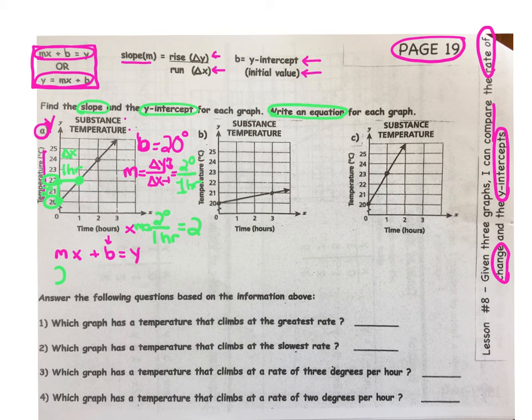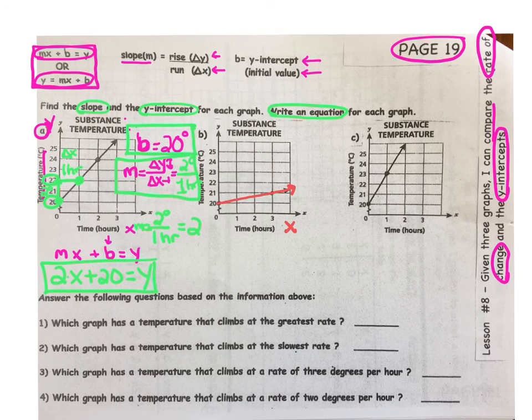So we can write the equation 2 times every hour x plus an initial start temp of 20 degrees equals y. So there's our first equation, the rate of change, and the initial start value. Let's take a look at our next graph. We can see in the next graph, the line does not rise as quickly as it did in the first. The pitch of the line is not as steep.